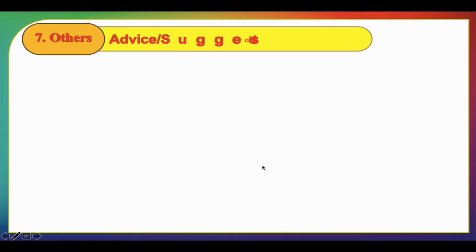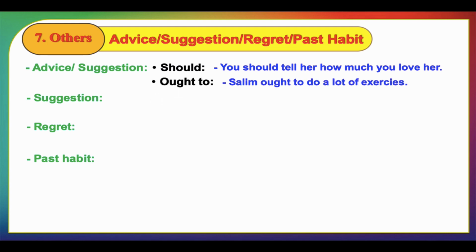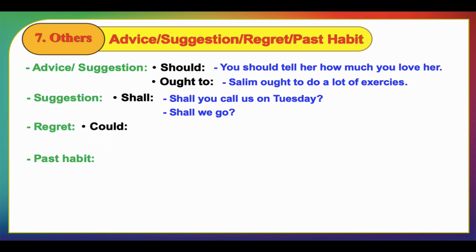The others are advice, suggestions, regret, past habit. Advice, suggestions: should, like you should tell her how much you loved her. Or ought to, Salim ought to do a lot of exercises. Suggestion with shall. For example, shall you call us on Tuesday or shall we go? Regret, for example, could. And this is used in the past form as you could have seen a doctor.